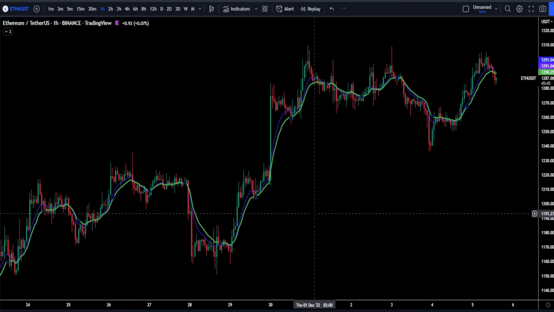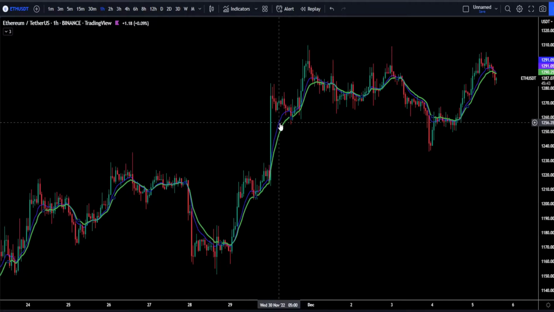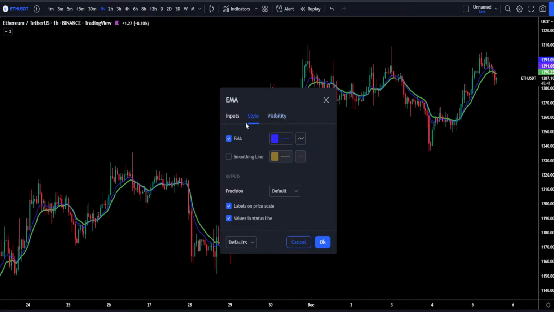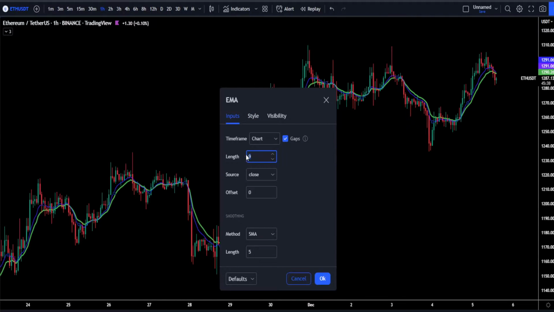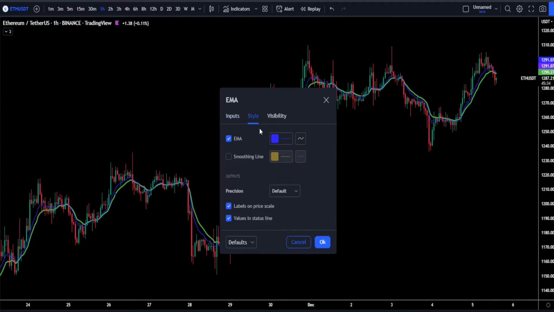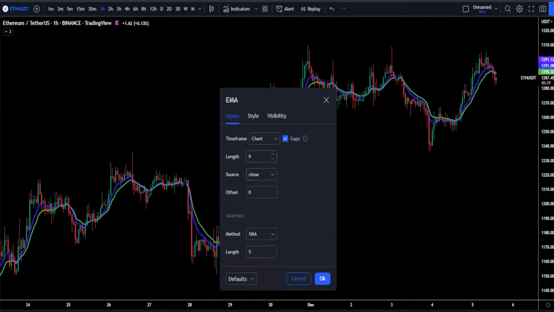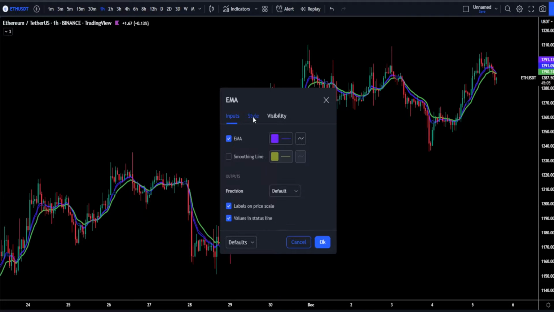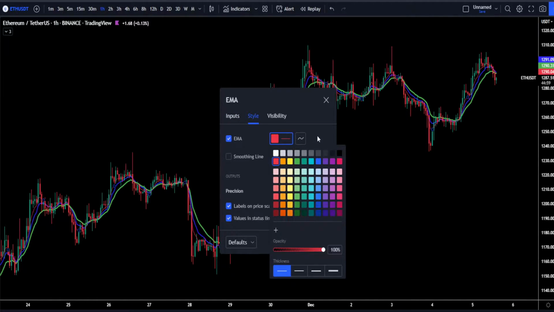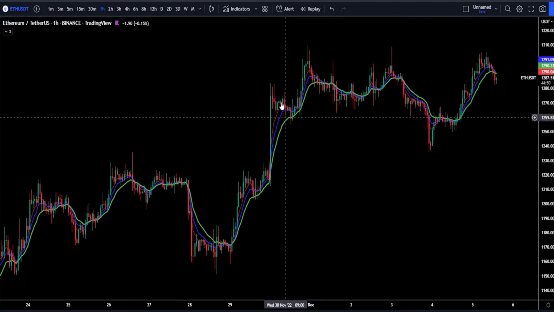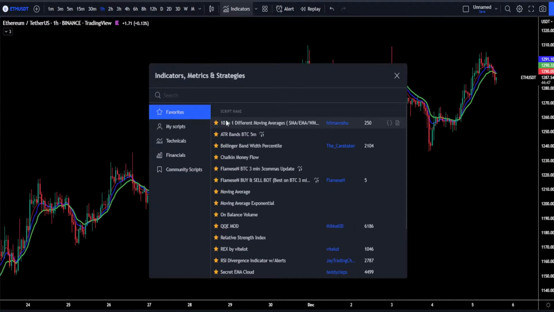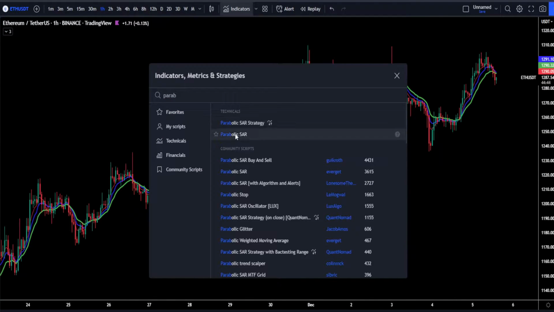The next step will be to access the settings on our second EMA, so we'll double click on this and we're actually going to be changing its length to 8, and then let's make our line a little thicker. Finally, let's double click on our third EMA here, and in the input section we're going to be changing its length from 9 to 5, and then let's also change its color here from purple to red. And finally, let's add another indicator to our chart, and we're going to be searching for parabolic SAR.